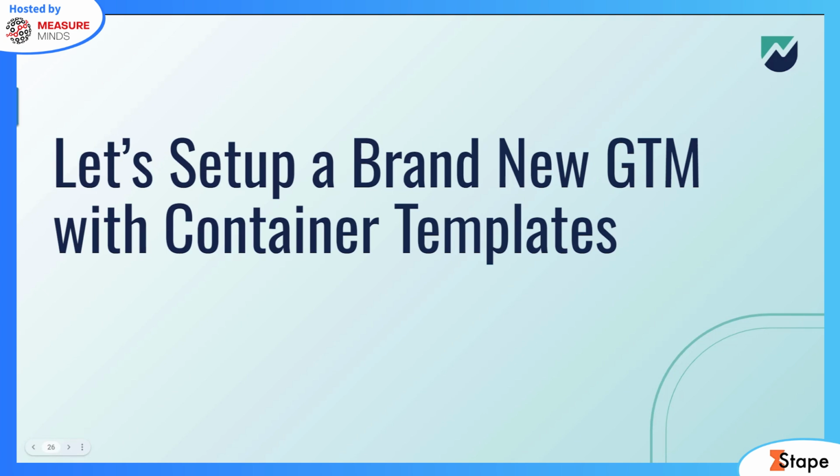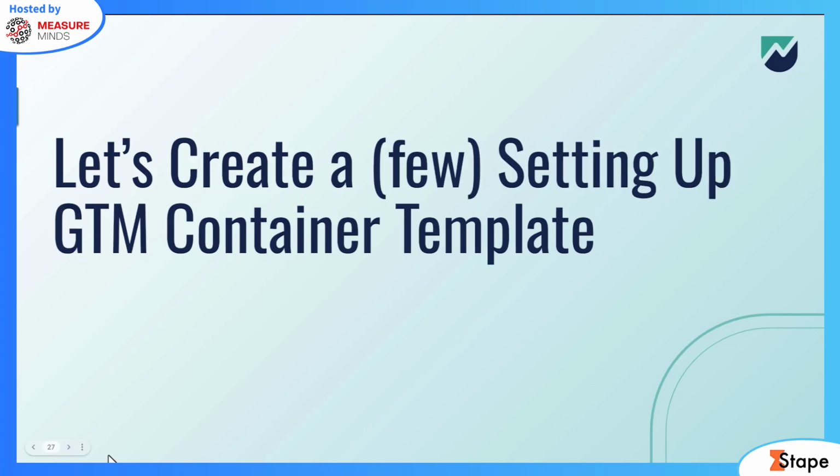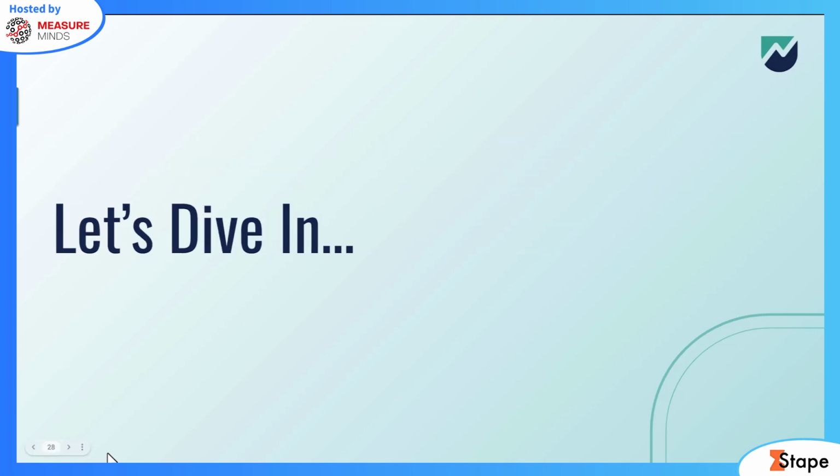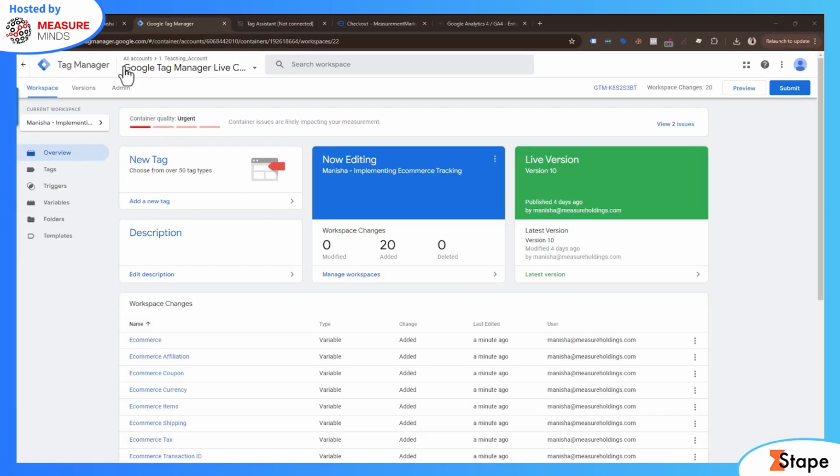And then we're going to use those container templates to set up a brand new Google Tag Manager with container templates. And we're going to go start to finish. We're going to create a new container in Google Tag Manager, and then we're going to add our templates in there. Okay? So let's dive into the first part, which is creating a few setting up Google Tag Manager container templates. Let's dive in. Alrighty, so here we are back in Google Tag Manager. And now we want to create our own template. So how do we do that?